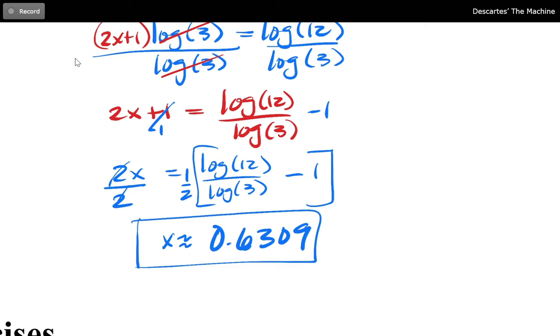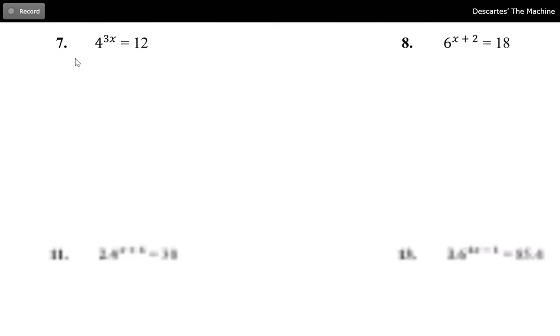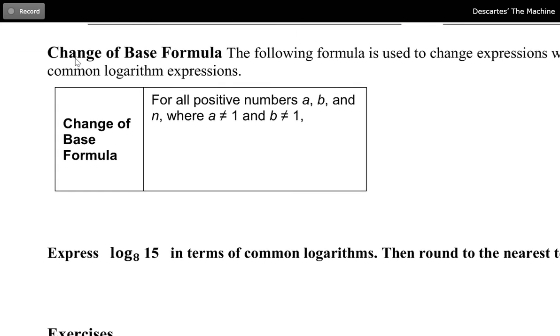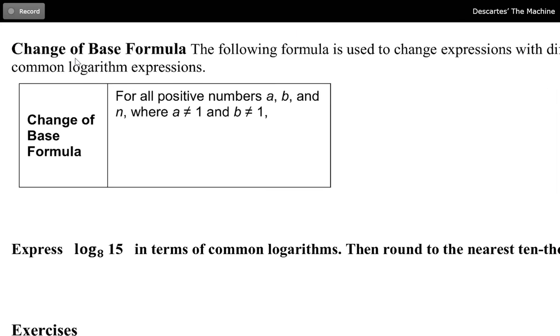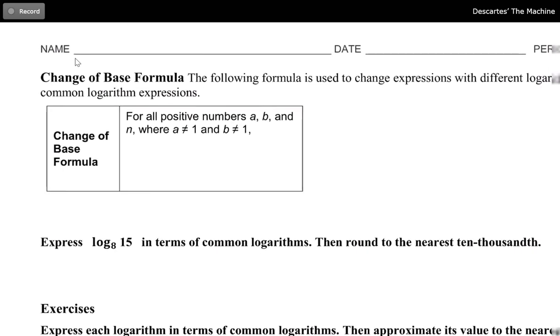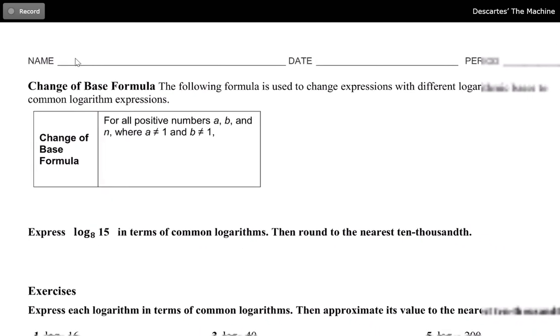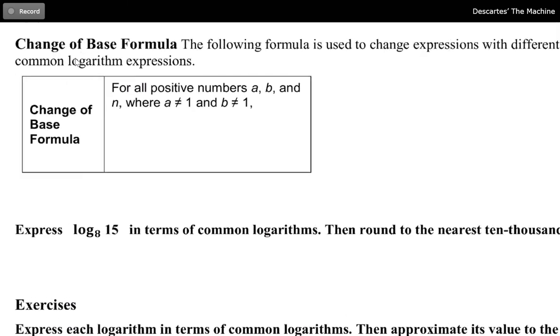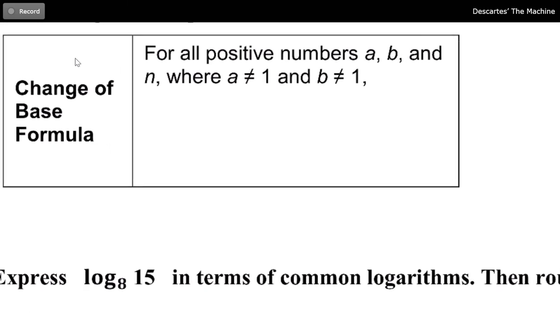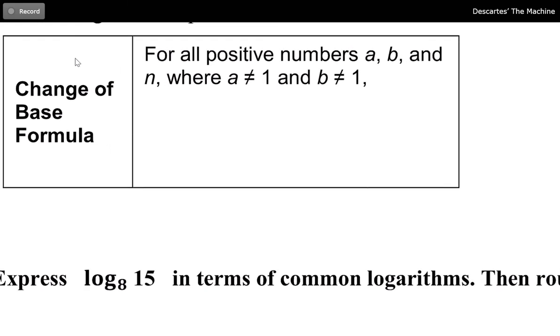All right. Now let's talk about, gee whiz, what if I don't have a base 10? Well, there's something here that we're going to call the change of base formula. The following formula is used to exchange expressions with different logarithm bases to common logarithm expressions. The change of base formula allows you to take a logarithm that is not base 10 and make it into base 10. And this is how you would do a calculator problem up until recent years.